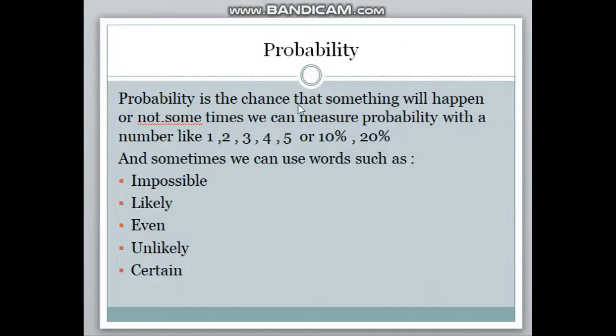Now at first we have to know what is probability. Probability is the chance that something will happen or not. Sometimes we can measure probability with a number like 1, 2, 3, 4, 5 or 10%, 20%. And sometimes we can use words such as impossible, likely, even, unlikely and certain.